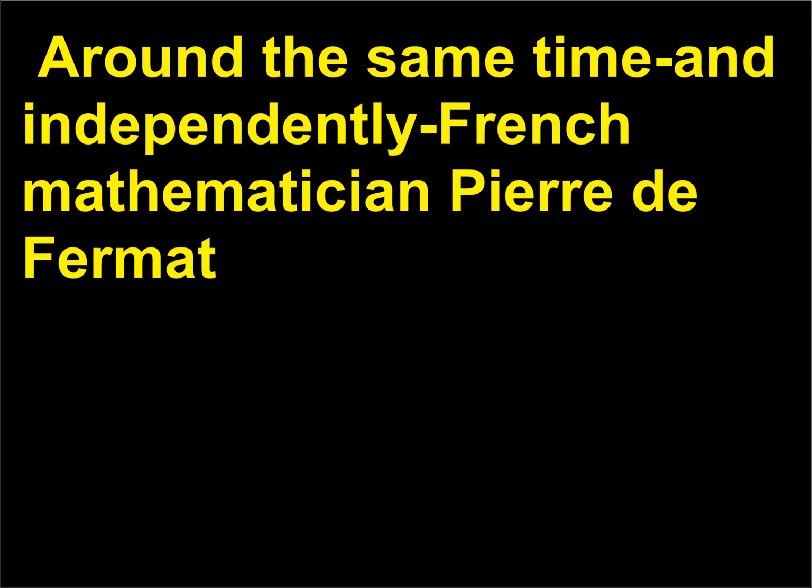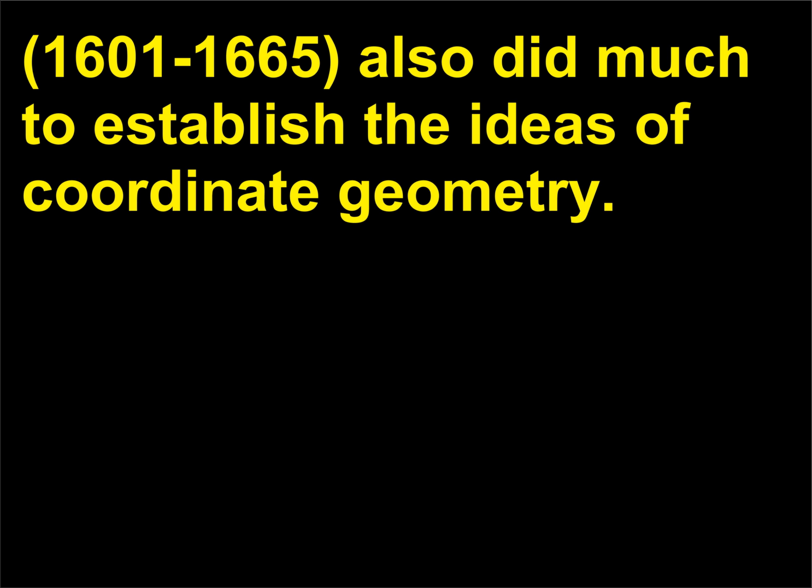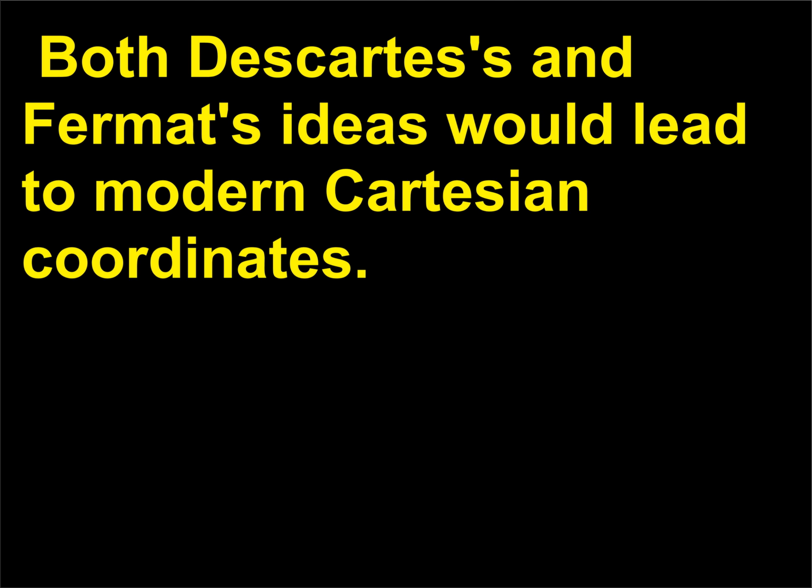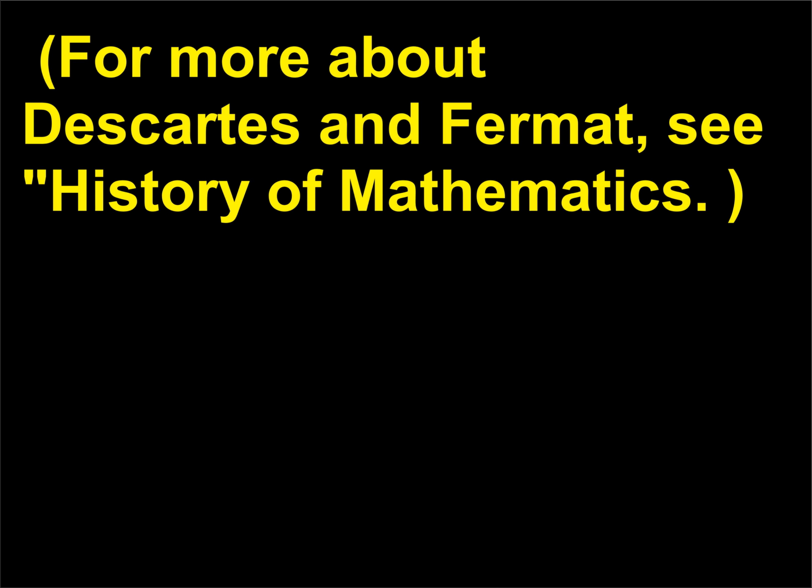Around the same time, and independently, French mathematician Pierre de Fermat, 1601–1665, also did much to establish the ideas of coordinate geometry. But, unlike Descartes, Fermat did not publish his work. Both Descartes' and Fermat's ideas would lead to modern Cartesian coordinates. For more about Descartes and Fermat, see History of Mathematics.